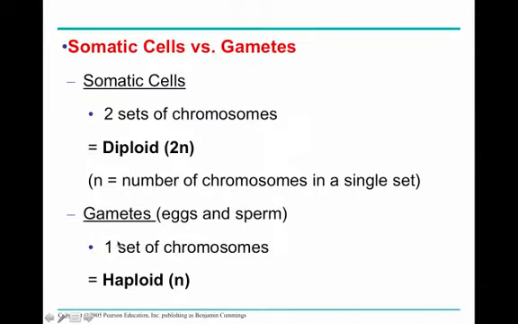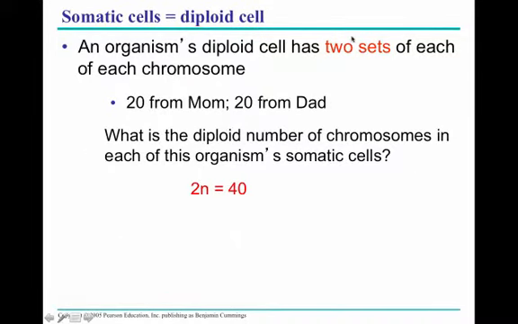Now the gametes have half as many chromosomes, and that makes complete sense. Why would you have half as many? Because the egg combines with the sperm to make that first diploid cell. And we call these cells haploid. They have half the number of chromosomes. Okay. And we call that 1N or just N because they just have one set. All right. So this just kind of reviews that idea of diploid.